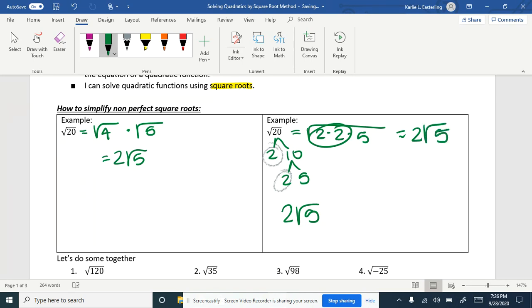So you can do whatever you would like, but pretty much you're just going to simplify the square roots either till you can simplify it because it is a perfect square root, or make a little factor tree and go from there.